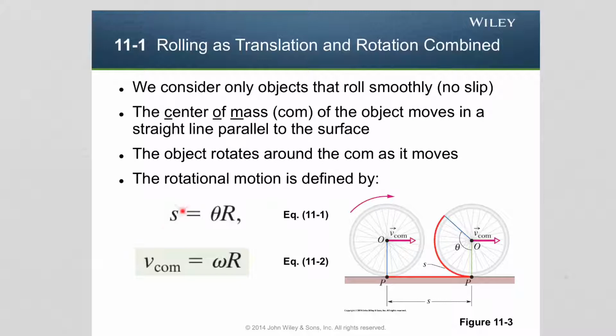So the length of arc S is equal to the product of the angle theta and the radius of the wheel R. We furthermore also know a relationship between the linear velocity vcom of the center of mass and the angular velocity omega, and that is given by the product of omega and the radius of the wheel R.